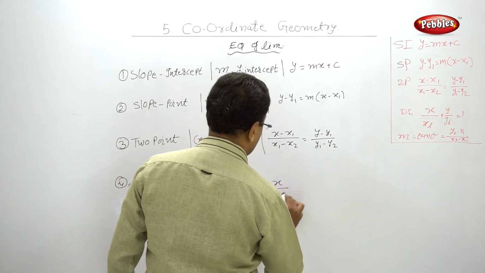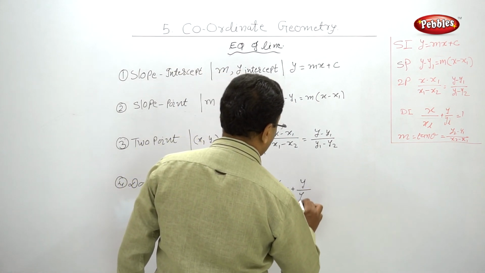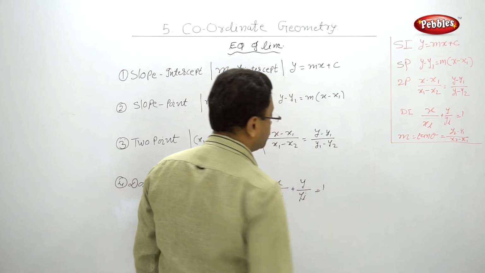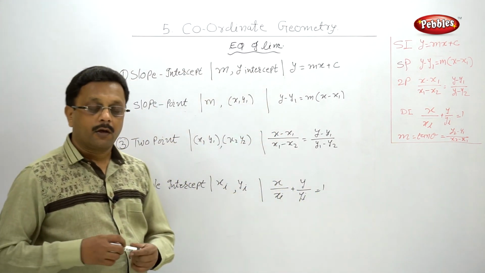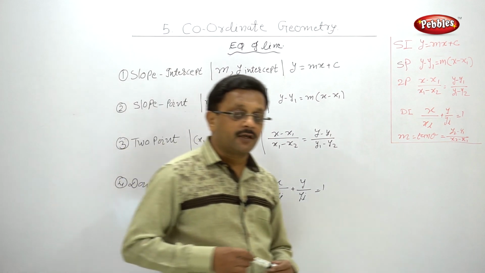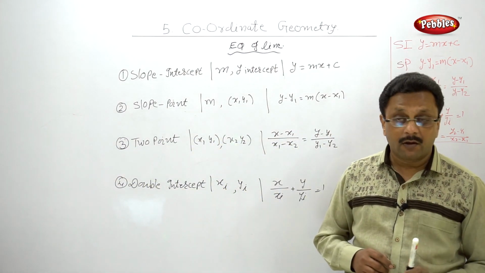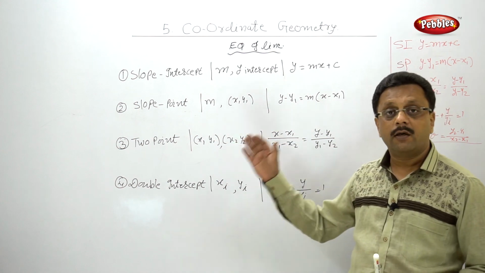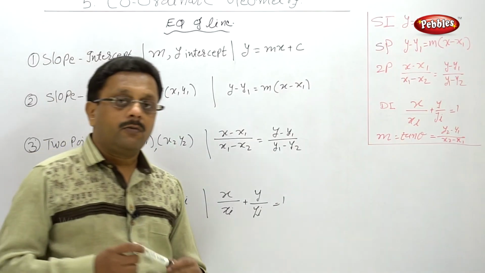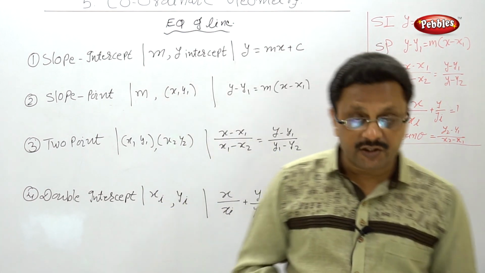x upon x1 plus y upon y1 equal to 1. So you have to remember this thing. Don't get confused in this. Depending on what is given, you have to solve the example. Now also remember the variations in this.